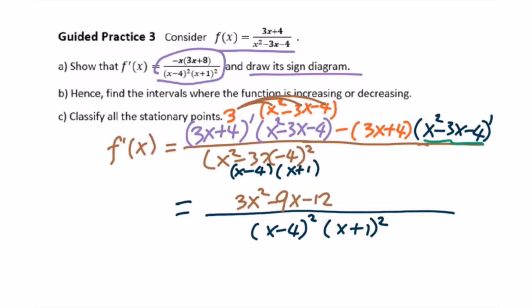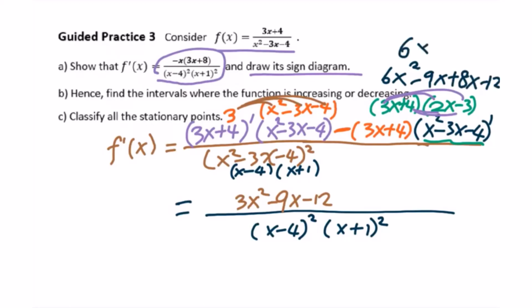The derivative for this is 2x minus 3. Then 3x plus 4. We do FOIL first. Then using this negative sign, do the distributive property. So we have 6x squared minus 9x plus 8x minus 12, which means 6x squared minus x minus 12. Don't forget I have a negative sign here. So you get negative 6x squared plus x plus 12.